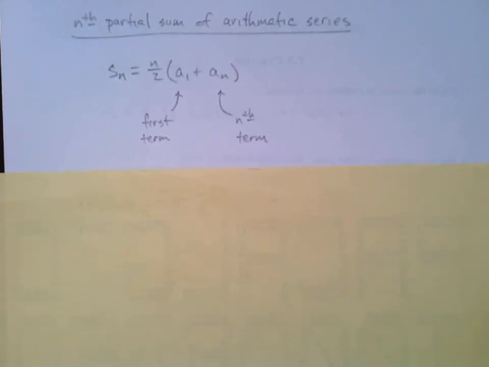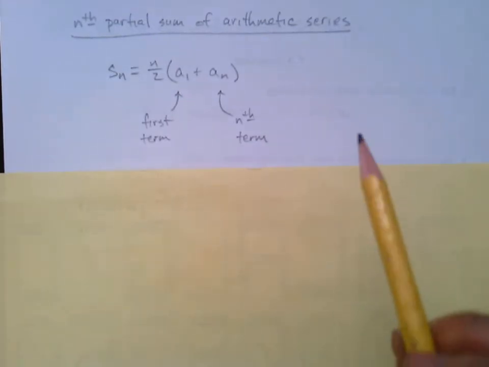All right, let's transition to talking about the arithmetic series. So the sequence, if you remember, is just the list of terms. The series is when you add the terms together. So we don't think of adding all infinitely many terms of our infinitely long sequence. Instead, we take an nth partial sum. We just add some of the terms from the sequence.